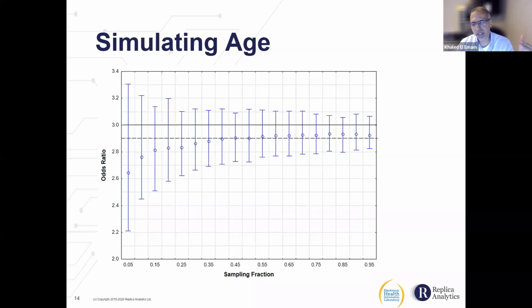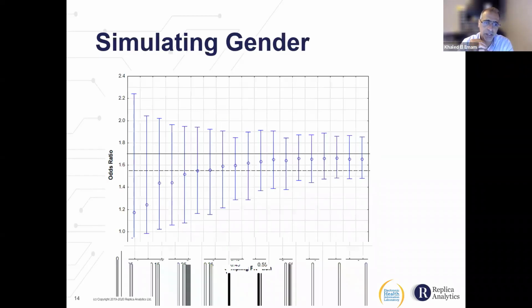So what we're seeing here is if we had a small data set, about a quarter of the size of the full data set. So if we were not able to collect the full data set, we only had 25% of the data set, and we use that to simulate the full data set, we would be able to build more or less the same logistic regression model as if we had the full data set. We see that pattern again here for gender.